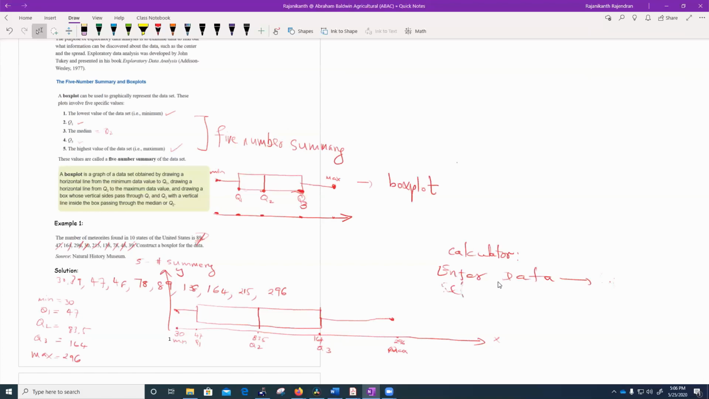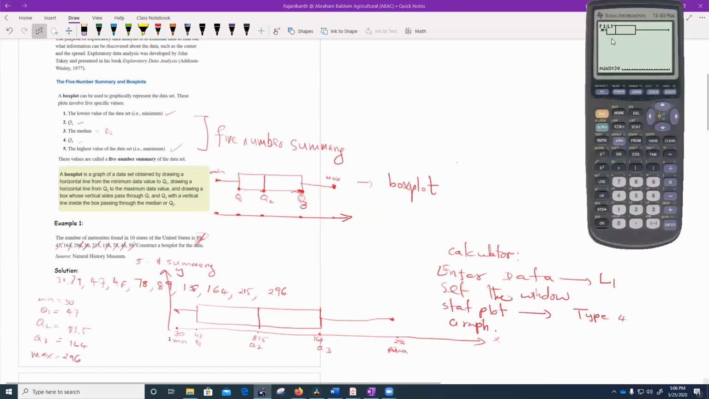Then set the window. Then go to step plot. Okay. Then choose type 4 there. That is a box plot, right? Then graph it. Okay. So follow those steps. Good. So you got the box plot.